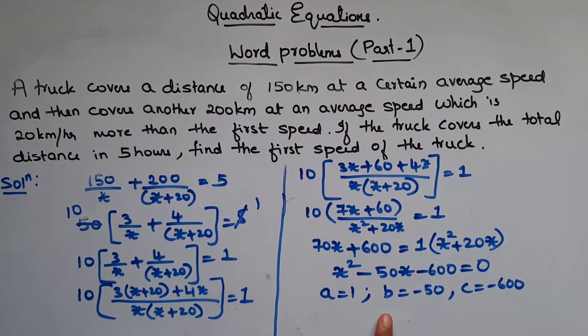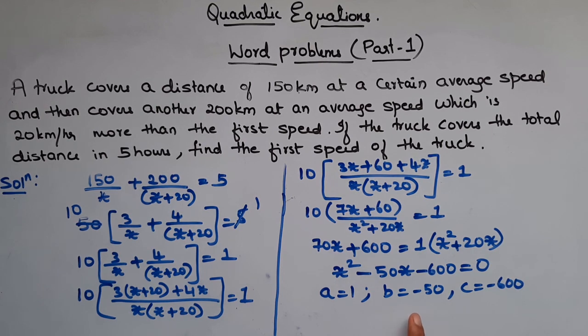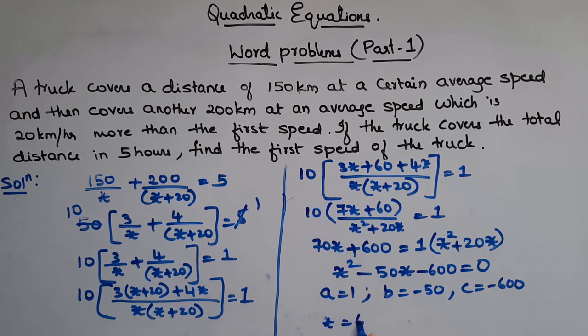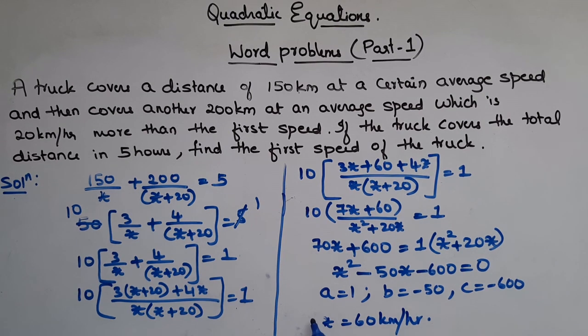So now apply the formula. We have x is equal to minus b plus or minus square root of b square minus 4ac by 2a. So when you substitute the values, you will get x is equal to 60 kilometer per hour. So I hope you can do that. See that you get x is equal to 60 kilometer per hour.